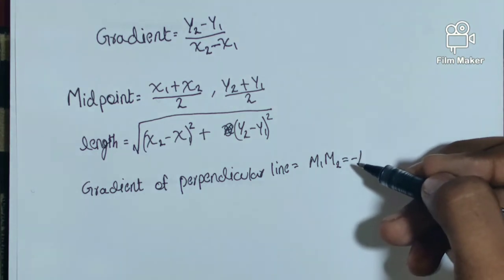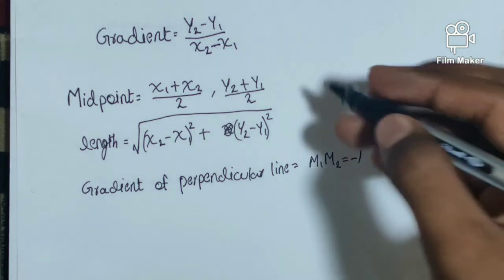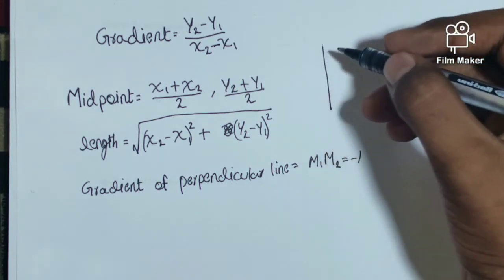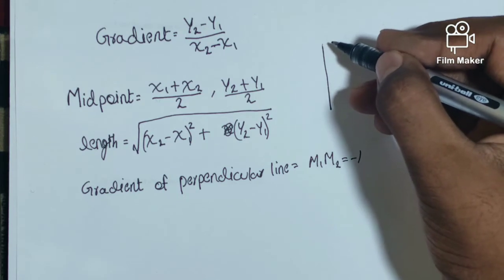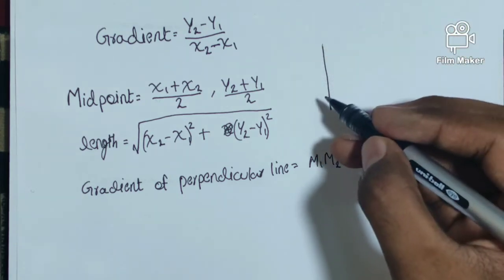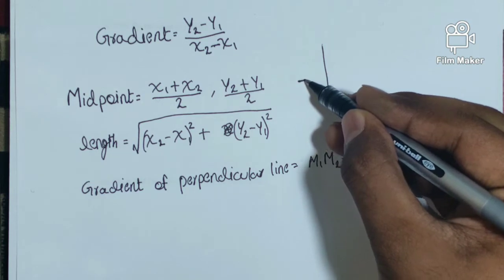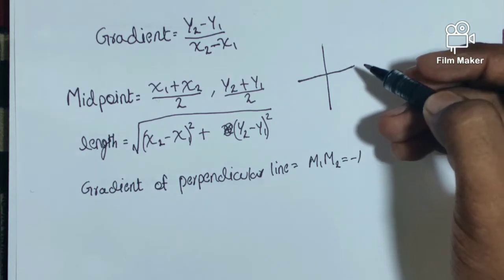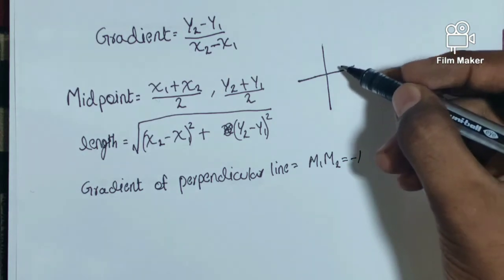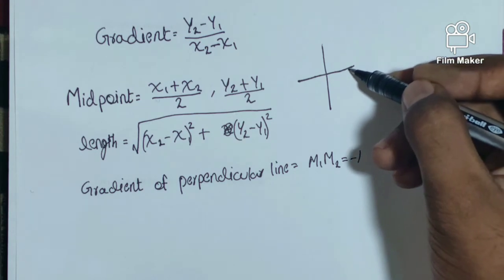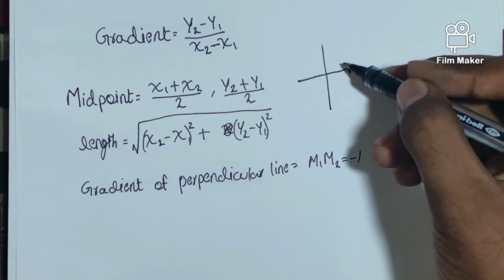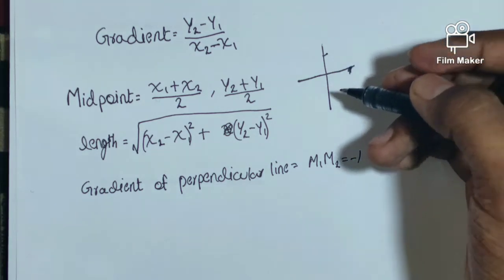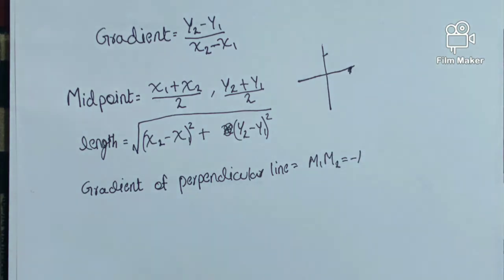Now suppose we have a line and we know its gradient. If any other line is perpendicular to it, that means when it intersects it, it should form a 90-degree angle. In that case, to find the gradient of this line while knowing the gradient of the other line, we will be using the formula m1 m2 is equal to minus 1. Now let's start with our questions.